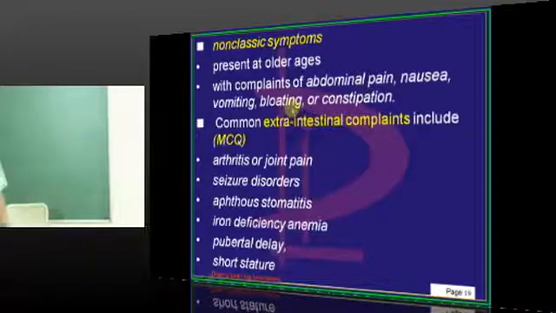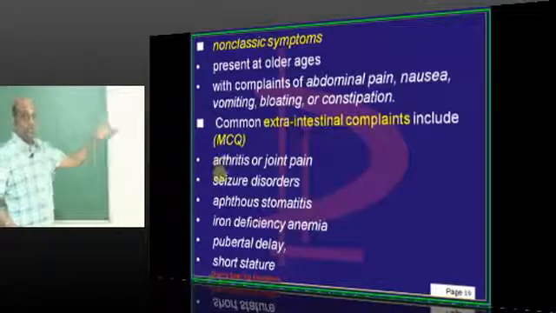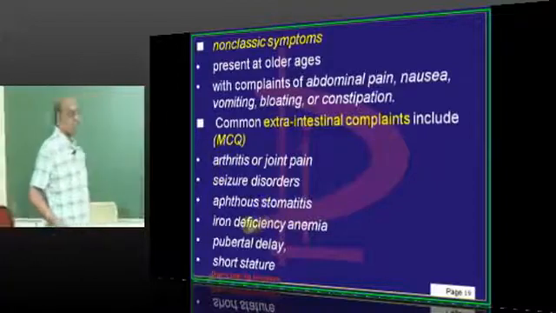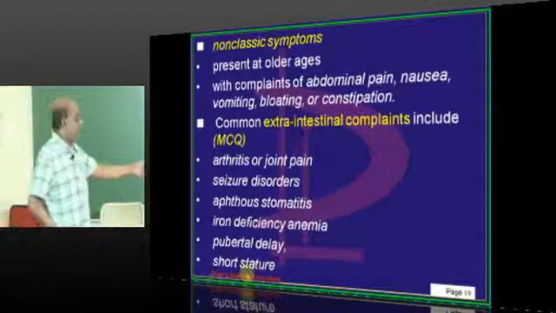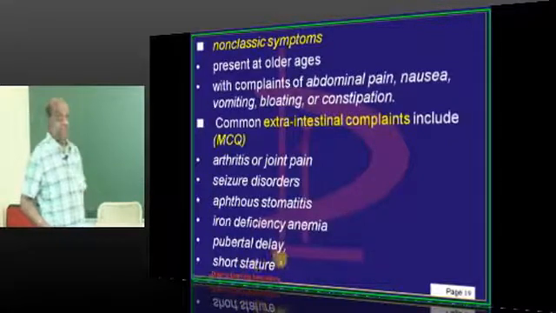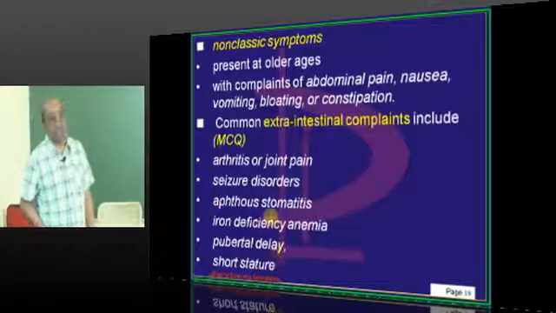Now what are the extra-intestinal manifestations of the celiac disease, which is one of the favorite MCQ of the examiner. They can present with arthritis. Sometimes they may end up with a neurologist because of the seizure disorder. And stomatitis, iron deficiency anemia in women, and pubertal delay which can occur. Short stature can be a presenting problem in the case of the celiac disease.